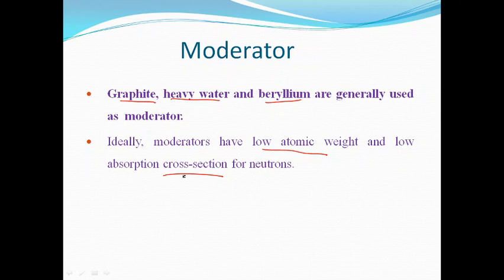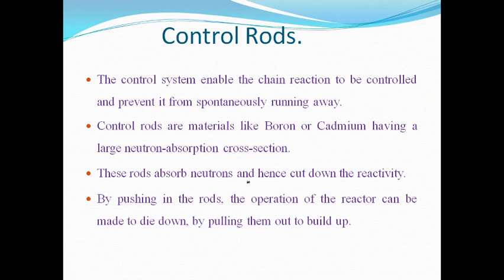By absorption cross section, it simply means that they will not be absorbing many of the neutrons. So a moderator should not absorb too many neutrons, because their duty is to provide as many neutrons as possible within the required energy range for the fuel. So they should not reduce the number of neutrons, and hence they have a very low absorption cross section for neutrons. They will have very little capacity to absorb neutrons.